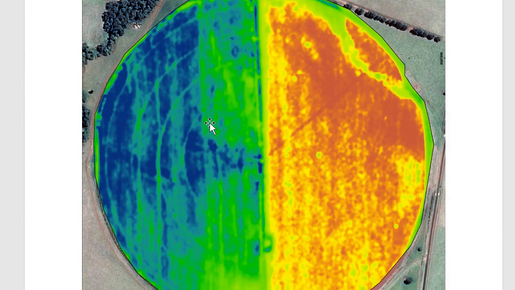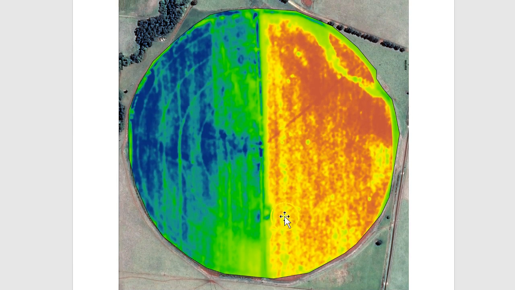Here's an NDVI map of that same field, and looks like this is probably without any crop in it, but there is some drainage issues happening here. Not sure what's happening here. Maybe due to the maturity of the crop, I think they spread their planting patterns out.